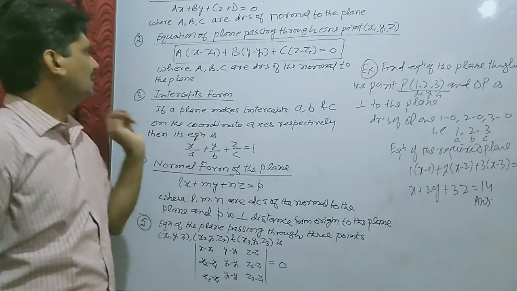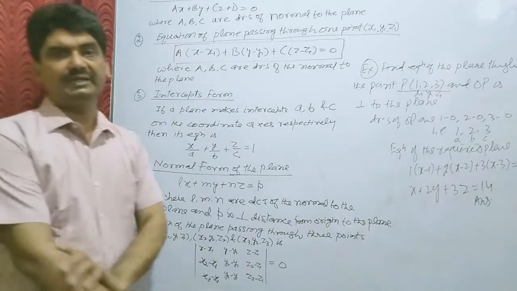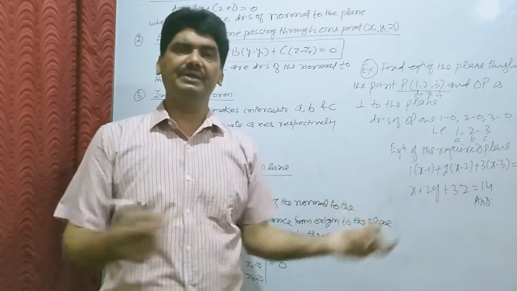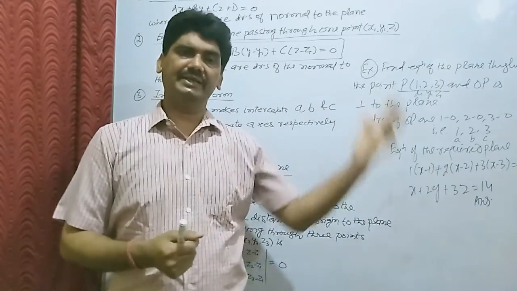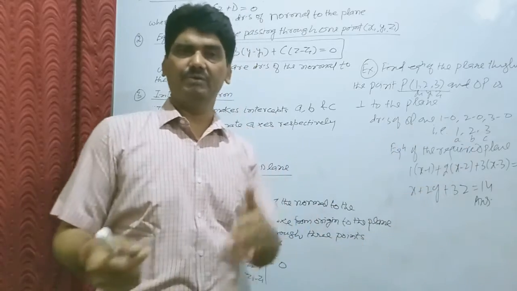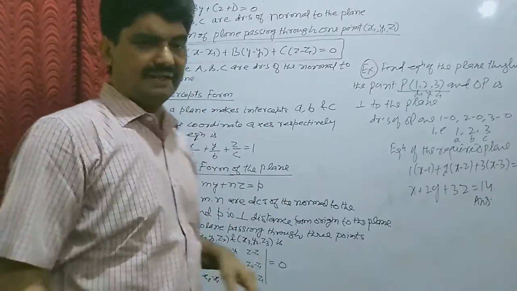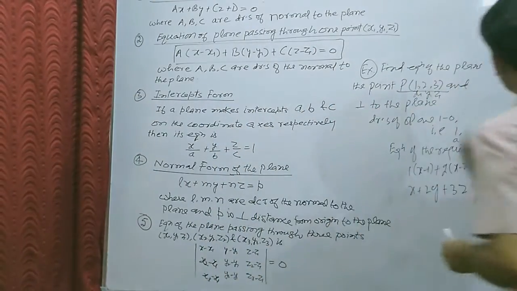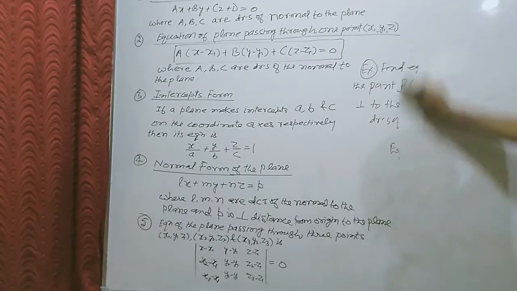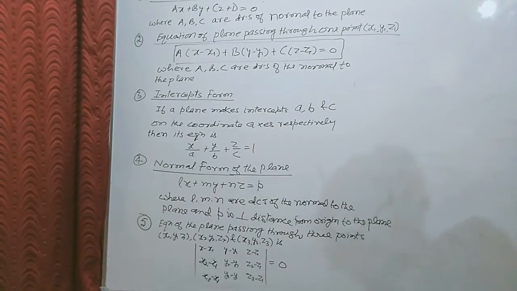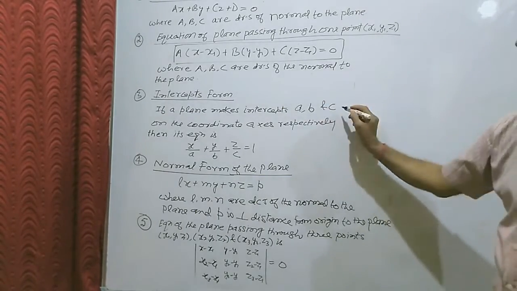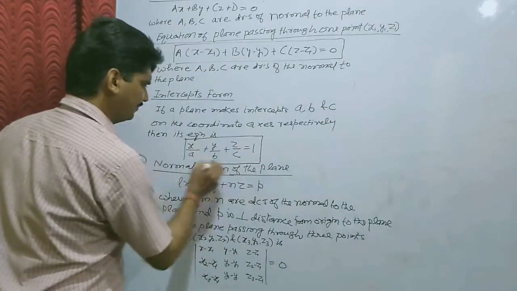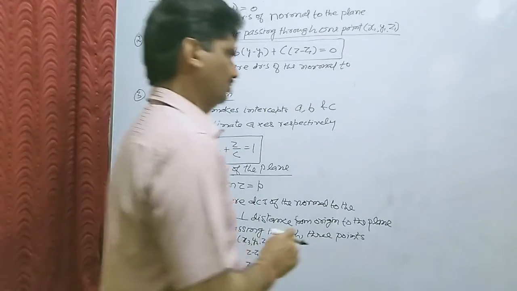Next equation, the intercept form, as in the case of a 2D line. If a line makes intercepts a, b on the x and y axes, then its equation is x upon a plus y upon b equal to 1. Similarly, in the case of a 3D plane, the equation of the plane which makes intercepts a, b, c on the coordinate axes, small a, b, c, is x upon a plus y upon b plus z upon c equal to 1.